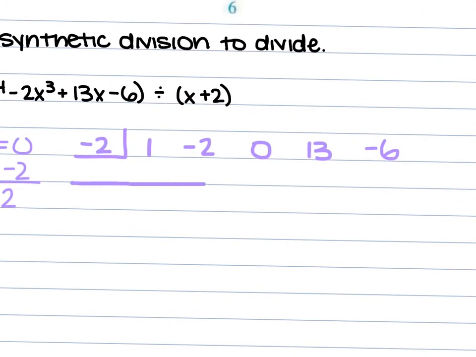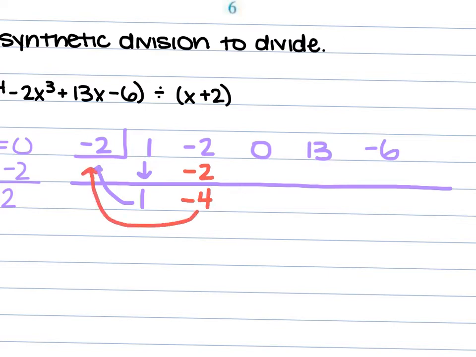From here, we'll draw a line. We're going to drop our first term, which is the 1. We're going to multiply the 1 times the negative 2. That's going to give us a negative 2. It gets put underneath the next term. Then you combine those terms. Negative 2 minus 2 gives us a negative 4. From there, the negative 4 gets multiplied by the negative 2, which gives us a positive 8. And that's going to be added with that 0. It's a positive, so 8 plus 0 is 8.